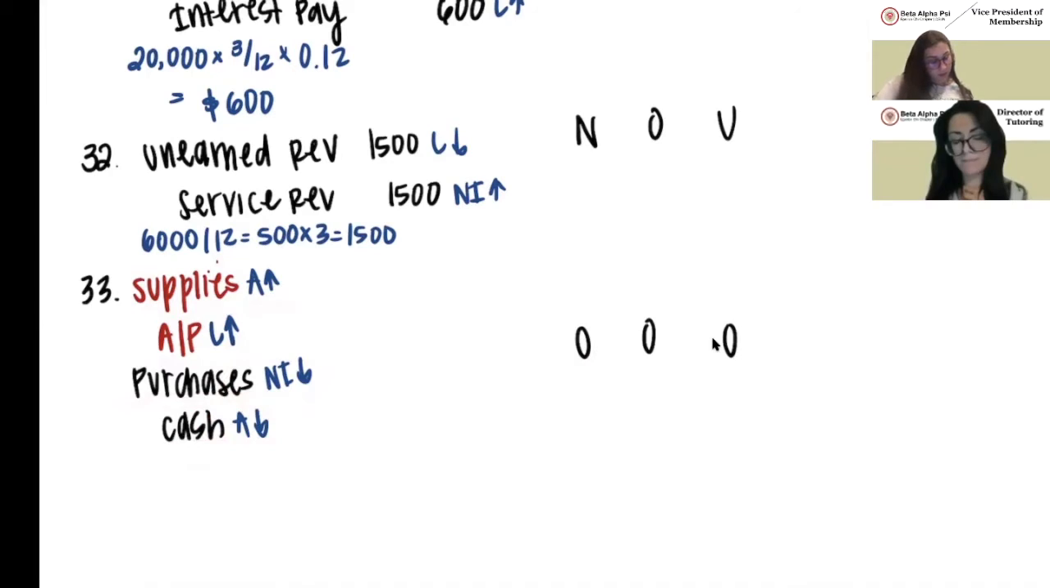Accounts payable increased our liabilities when they should not have been increased. So our liabilities are overstated. And our net income was never decreased by this purchase. So our net income is also overstated.